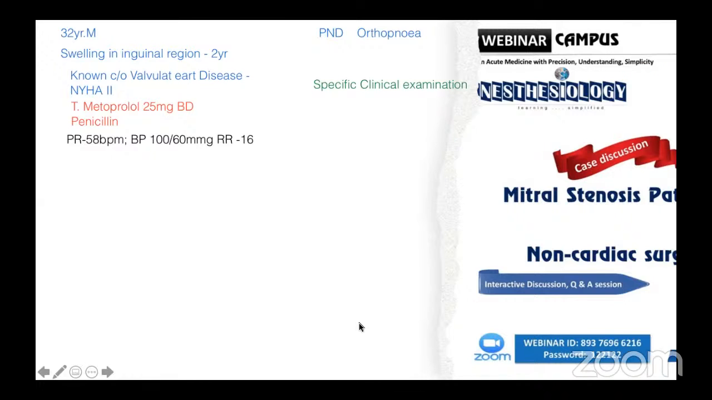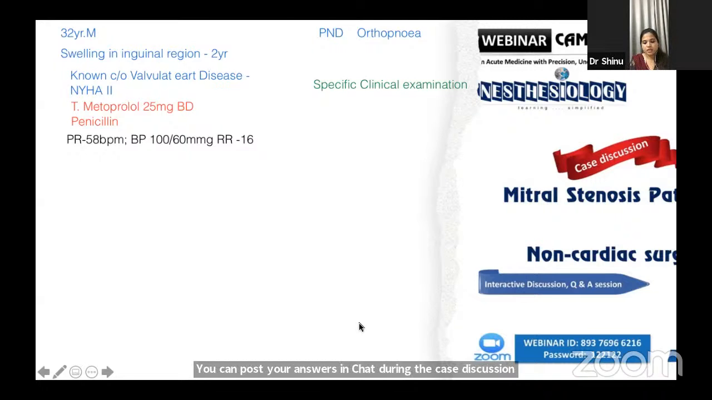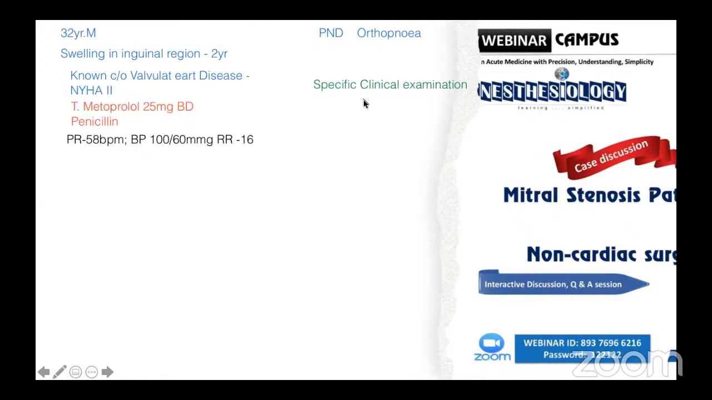So how are you going to proceed? What is your provisional diagnosis now? Okay, ma'am. The summary is a 32-year-old male, known case of valvular heart disease with exertional dyspnea, NYHA class 2, with no history of chest pain, orthopnea, or features suggestive of congestive cardiac failure, atrial fibrillation, or infective endocarditis. On examination, the patient had a tapping apex, diastolic murmur and thrill, loud S1, with presystolic accentuation and opening snap, now presented with features of indirect inguinal hernia. So this is a rheumatic heart disease, right? Yes, ma'am.